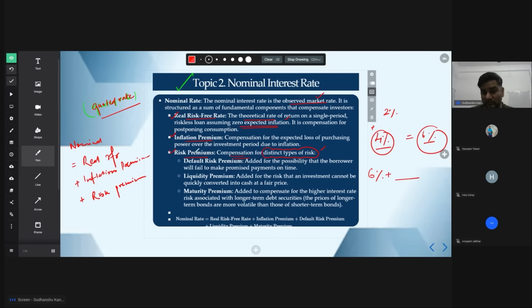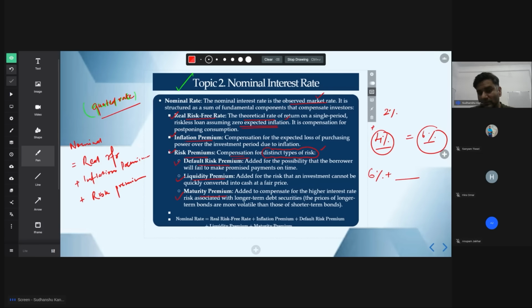Now, if there is a chance of default, you will add that premium. If there is a chance of lack of liquidity, you add a liquidity premium, and for maturity, a maturity premium. The default risk premium is compensating for the possibility that the borrower may miss your payments, especially with lower rated bonds. For a government bond, the default risk premium will be zero, but for a corporate bond there will be some default risk premium. Maybe Adani will have higher, Ambani will have lower, and some other bond will have much higher. Similarly, with liquidity, you're compensating for the risk that you can't sell the investment quickly at a fair price.